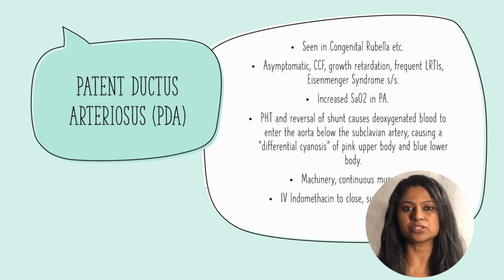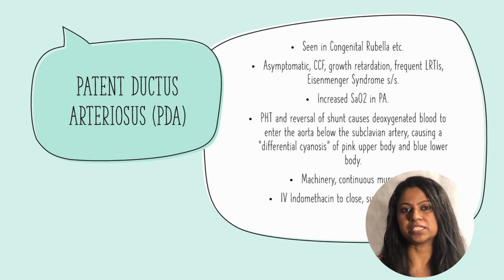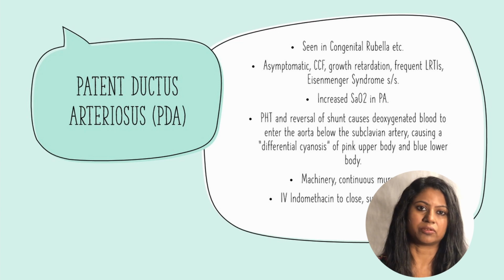Physical examination shows the presence of a continuous murmur, also called machinery murmur. Continuous murmur means it can be heard in both systole as well as diastole. Cardiac catheterization will show increased oxygenation only in the pulmonary artery, not in the right ventricle or the right atrium. Although surgery is the definitive treatment for patent ductus arteriosus, intravenous indomethacin can be given to close the PDA.